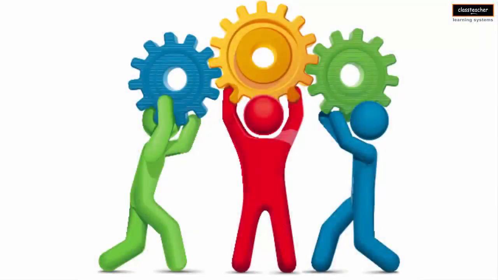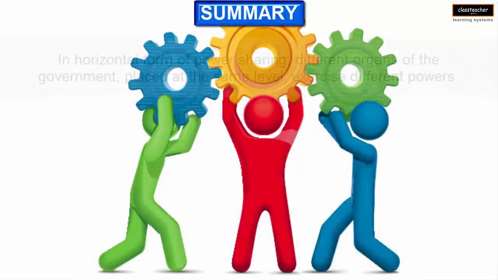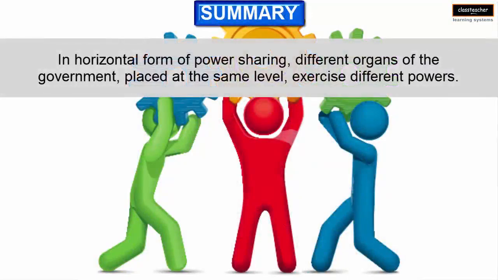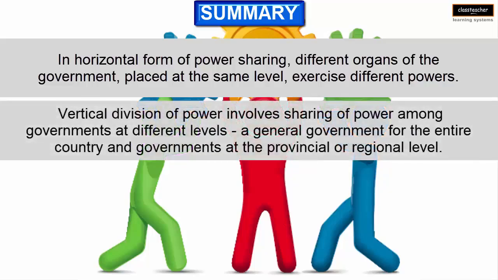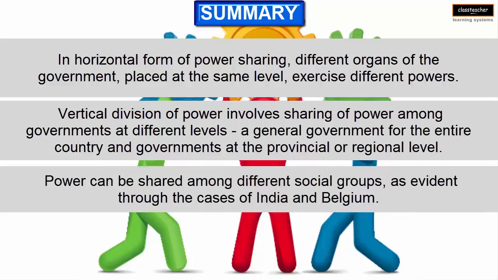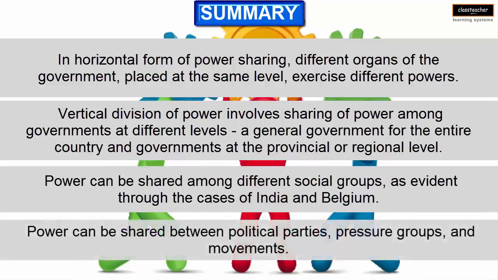Let's revise. Here are the important points. In horizontal form of power sharing, different organs of government, placed at the same level, exercise different powers. Vertical division of power involves sharing of power among governments at different levels, a general government for the entire country and governments at the provincial or regional level. Power can be shared among different social groups, as evident through the cases of India and Belgium. Power can be shared between political parties, pressure groups, and movements.